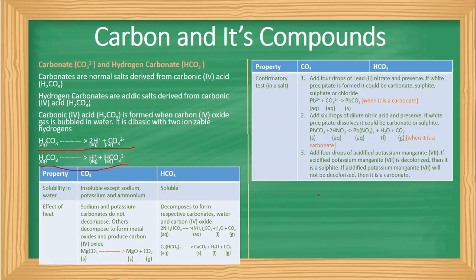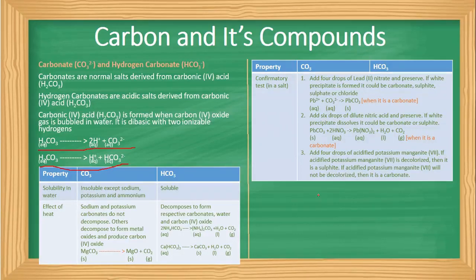So the third step is you add 4 drops of acidified potassium manganate 7. If acidified potassium manganate 7 is decolorized, then it is a sulfite. And if the acidified potassium manganate 7 is not decolorized, then it is a carbonate.